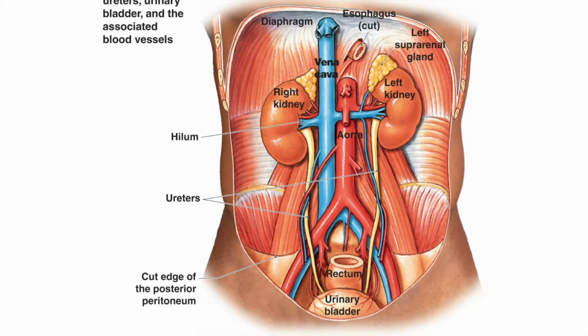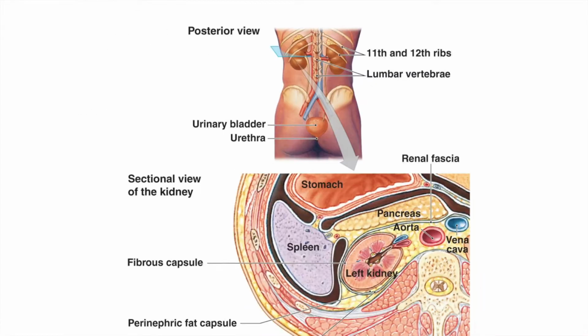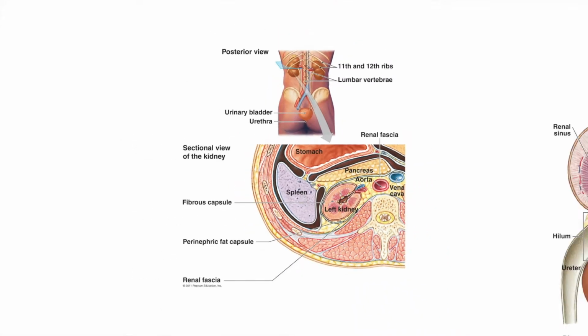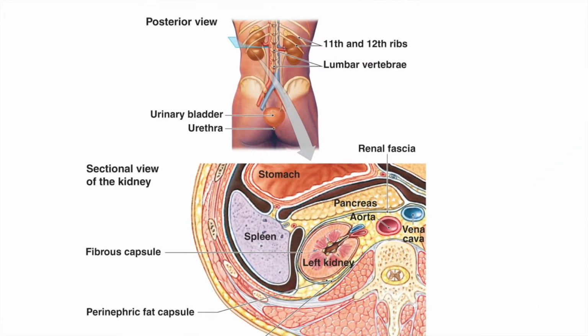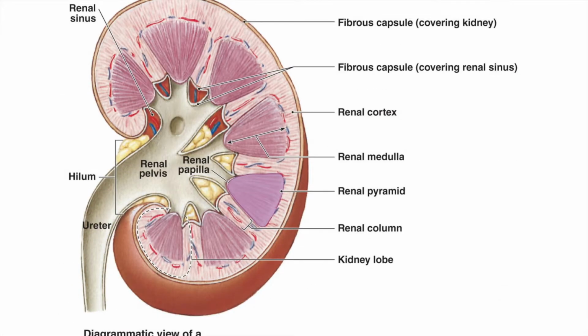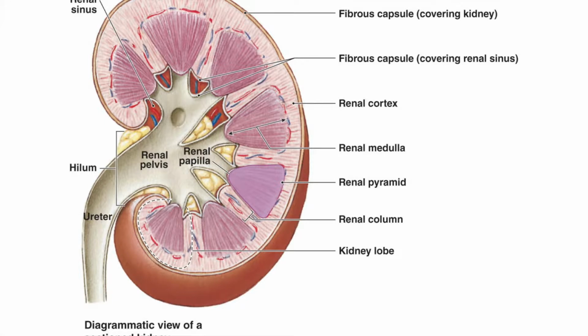So this is where the urinary system is located in the body. Looking at a cross section, you can see the kidneys are in the very back of the abdominal cavity. Here is an actual kidney, and here's a diagram of the kidney.